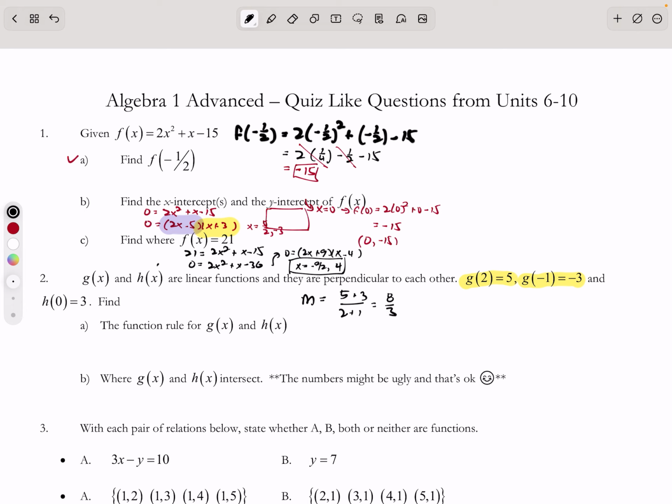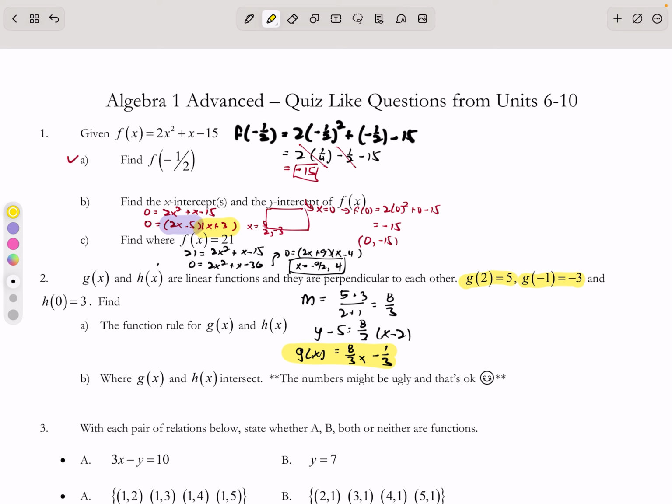So let's say we have y minus 5 equals 8/3 times x minus 2. Let's solve this for y. Y equals 8/3 x minus 16/3, distributing the 8/3, plus 5. What is that? Plus 1/3, minus 1/3. And because it's in function notation, let's take away the y and let's just call it g of x. There's our first function right there.